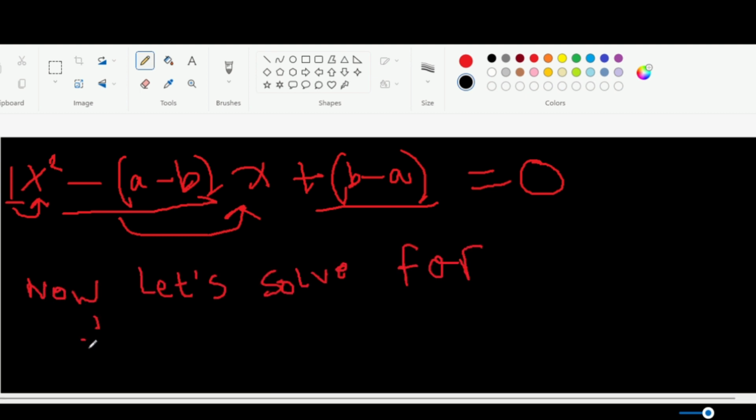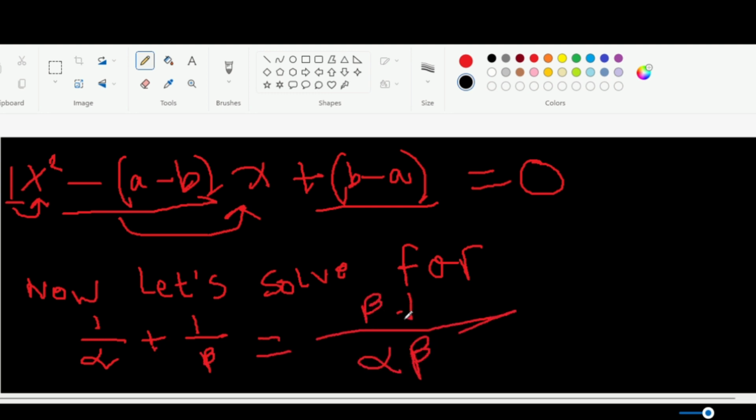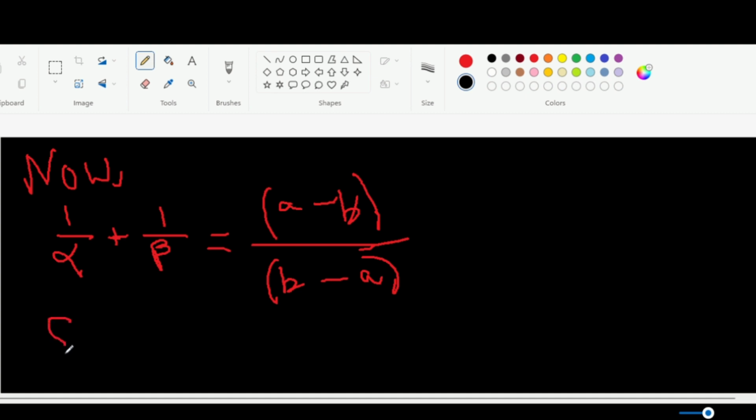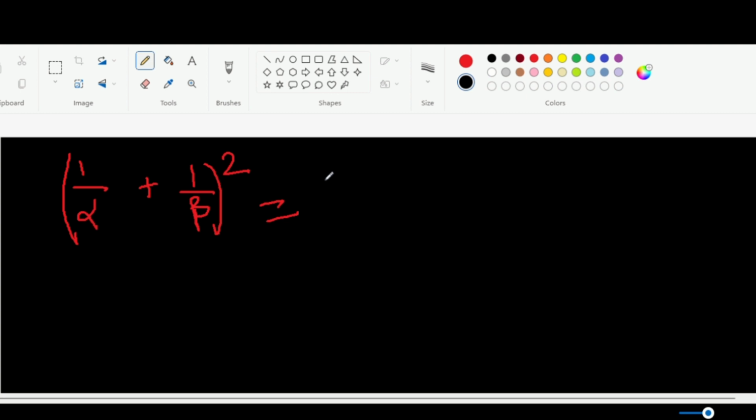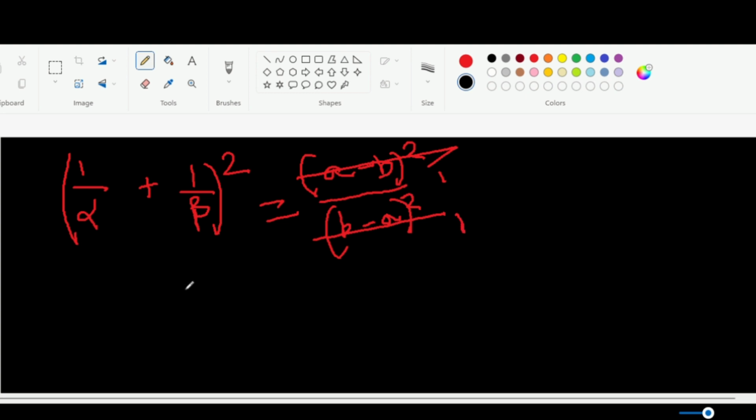Now let's solve for 1/alpha + 1/beta, which is equal to (alpha + beta) divided by alpha beta. Substitute the values of alpha plus beta and alpha beta. Take squares on both sides. Therefore, the right hand side becomes (a - b)² divided by (b - a)². Numerator and denominator will be cancelled according to our formula. As a result, (1/alpha + 1/beta)² will become equal to 1.